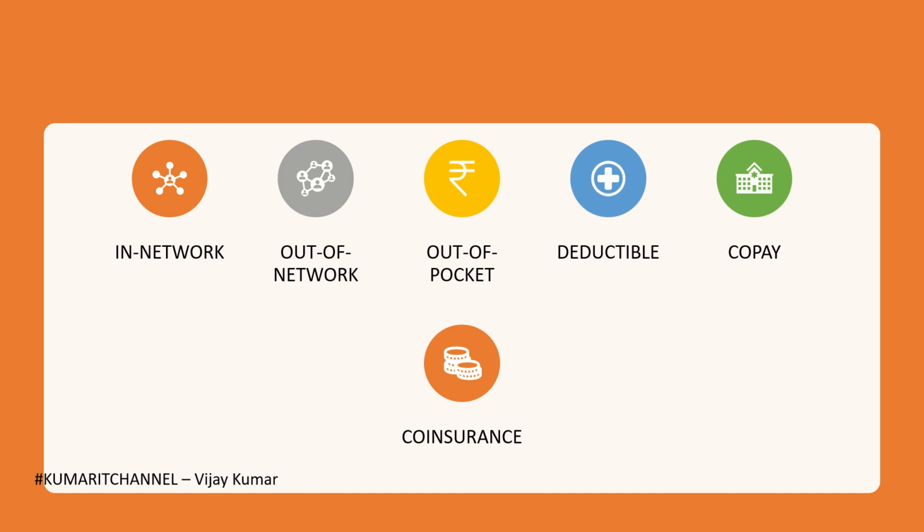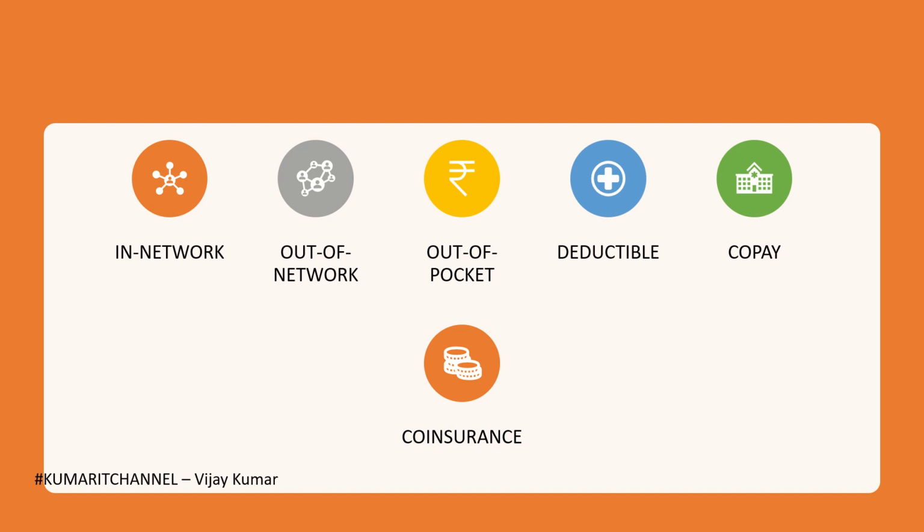Out-of-network refers to the healthcare providers who do not have a contract with your health insurance plan. When you visit an out-of-network provider, your health insurance plan covers a smaller amount of the cost, and you may have to pay more out of pocket. For example, if you visit an out-of-network specialist for a medical procedure, you may have to pay a higher percentage of the cost, like 50% more than what you were paying for in-network. And there are other terminologies that we use like out-of-pocket, deductible, co-pay, and co-insurance.